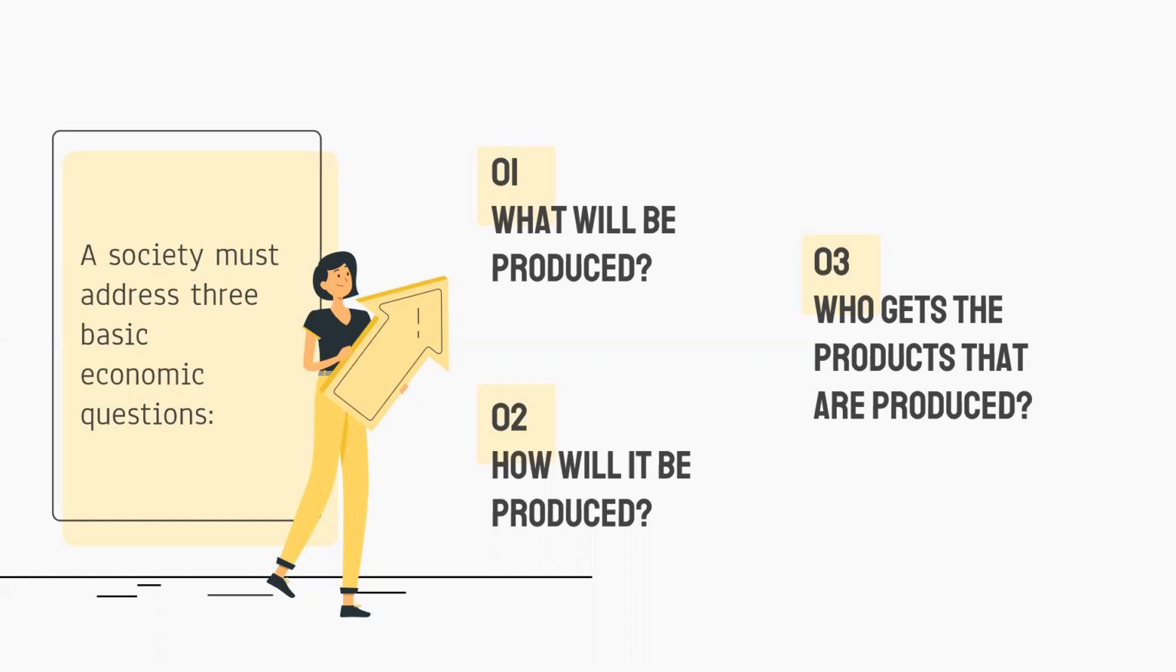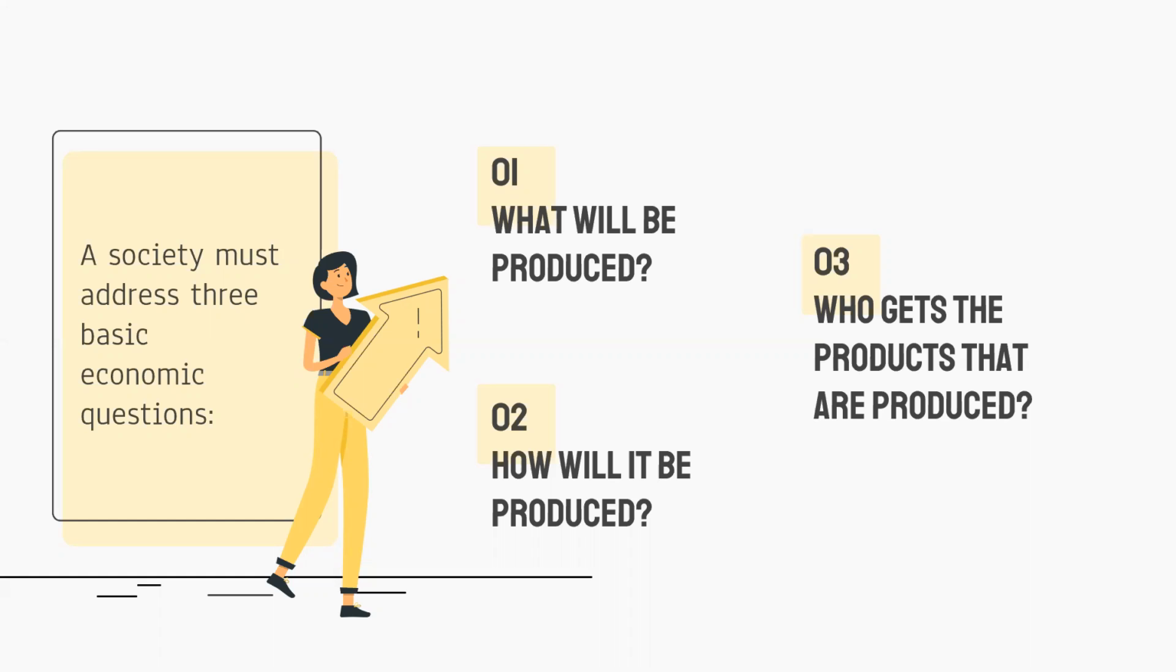Question number 2, how will it be produced? Do we want workers, laborers? Do we want machines? Do we want different factories for the same product in different stages? Or do we just want one? That is the second question.